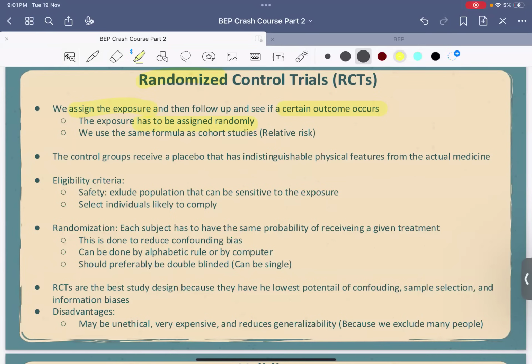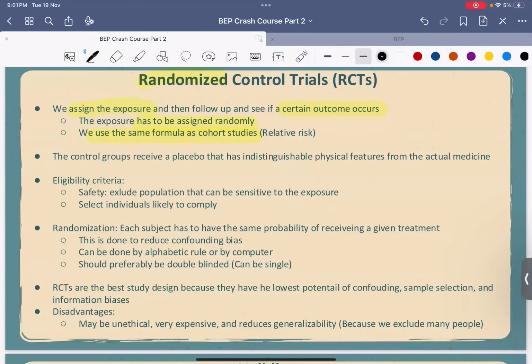We use the same formula as a cohort study because this is basically a cohort study, but instead of looking for a certain exposure and starting with it, we are doing the exposure, if that makes sense. So we also use the relative risk.